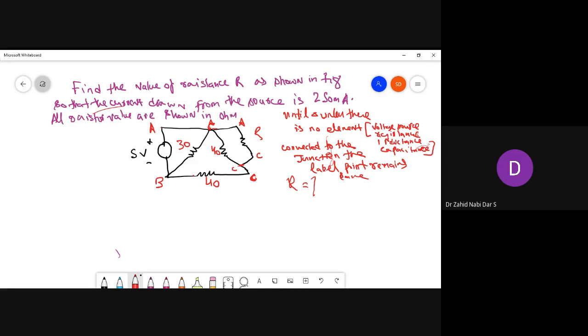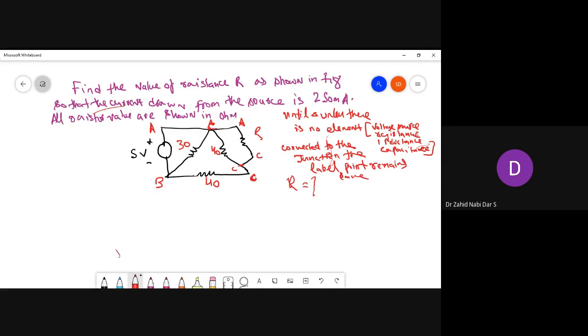And now you see, the voltage source is connected to AB, and this 30 ohm resistor is also connected to AB. So that means this voltage source is in parallel with the 30 ohm resistor. Now, how can you write this 30 ohm resistor AB? Can you rearrange this circuit?